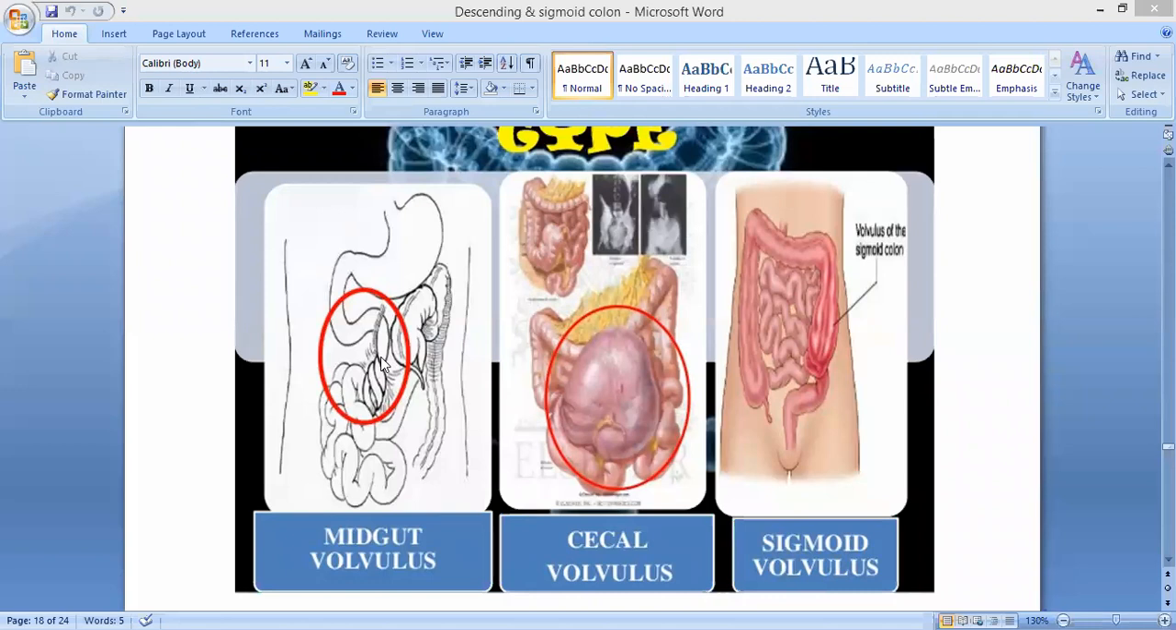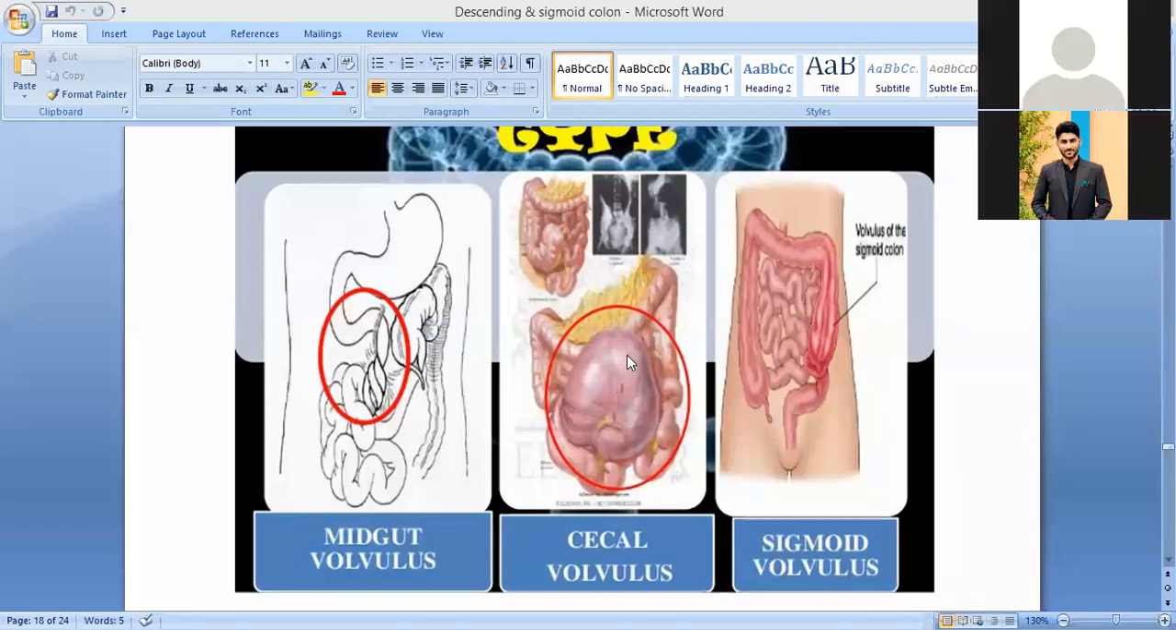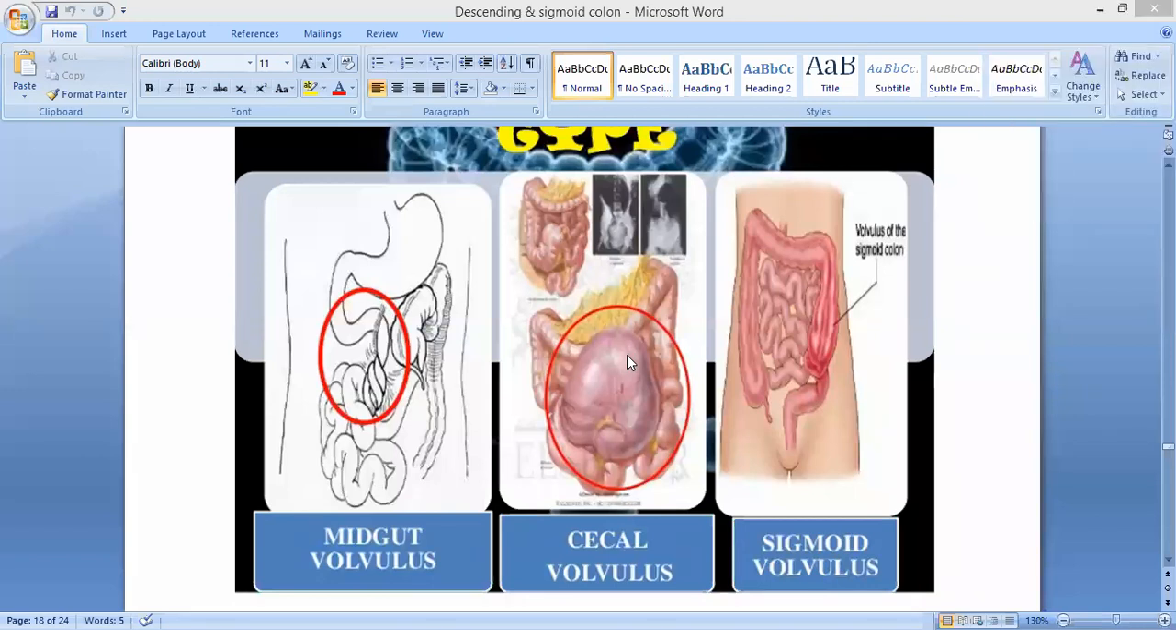or around the mesentery. So what will happen? Its blood supply will be compromised, and if blood supply is compromised, what will happen? There will be gangrene, okay? There, the blood supply gets compromised, so there will be gangrene, and that will lead to perforation and peritonitis, right? So it's a surgical emergency, and we are just going to do the laparotomy, okay? We just go for the surgical intervention, okay?